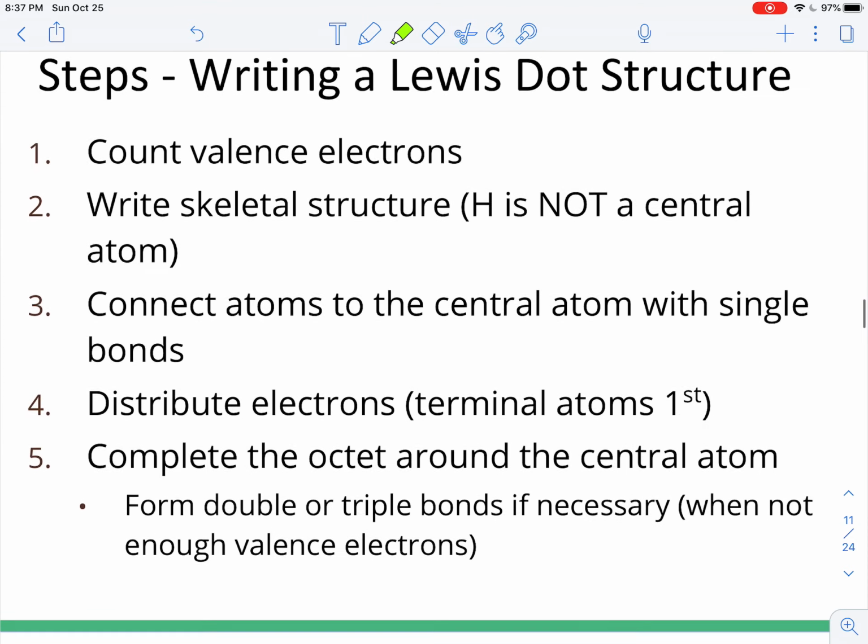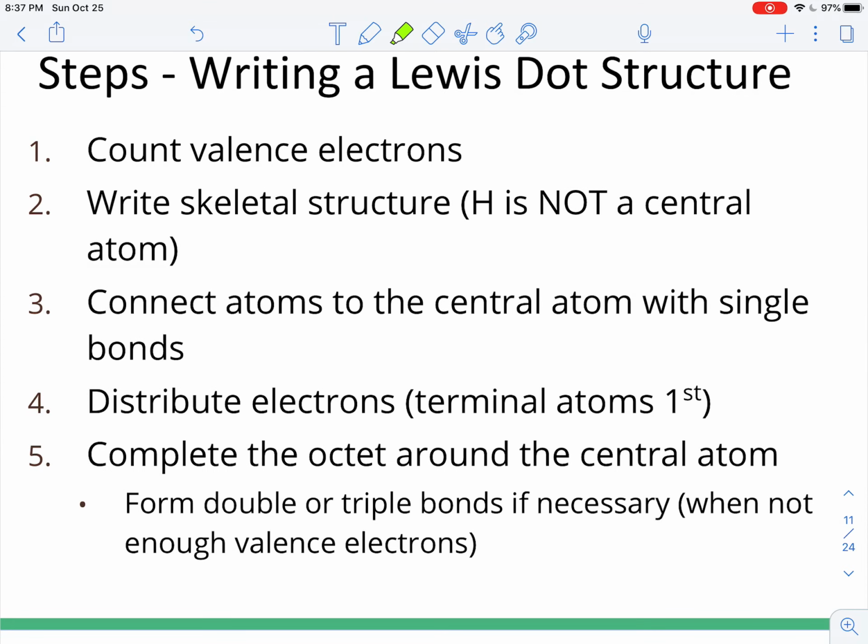All right, so some steps when you're drawing a Lewis structure. You're going to count valence electrons, so you're going to add up the total from the compound. You're going to draw the skeletal structure. Basically, this just means the simplest structure you can draw to connect the atoms to each other. In number 3, you're going to connect the atoms to the central atom with single bonds. Then you're going to distribute electrons. And then it says here that you're going to do terminal atoms first.